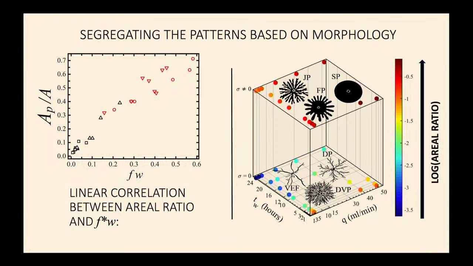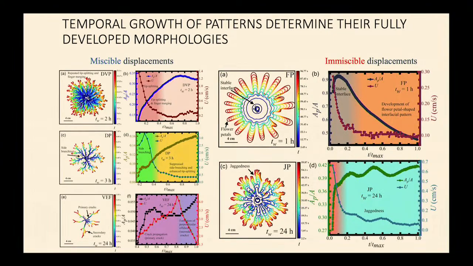The message really here is that you're using the same suspension, but you can control the morphology of the patterns just by waiting for longer and longer times. So we managed to segregate all the patterns in a phase diagram, and we did this in terms of the logarithm of the areal ratio. If you give me the logarithm of an areal ratio, I can tell you that if this is the Laponite, if this is the clay outside and if this is the material that you're injecting into it, this is the pattern that you get, even without seeing the pattern.